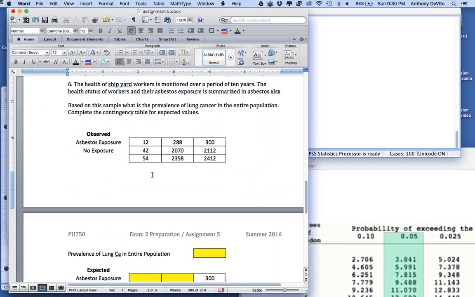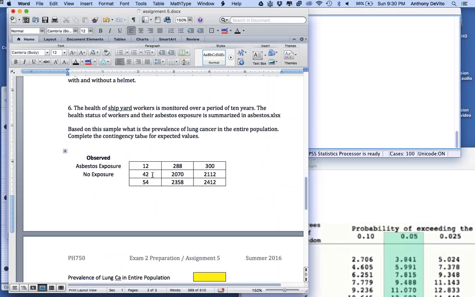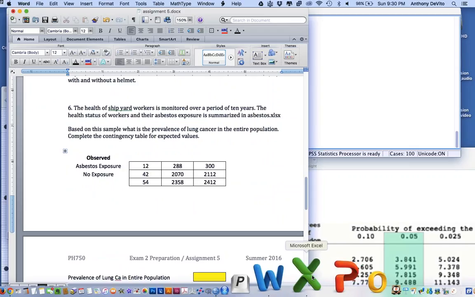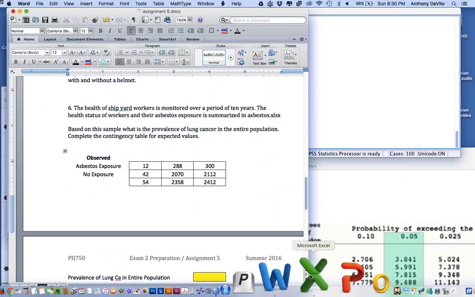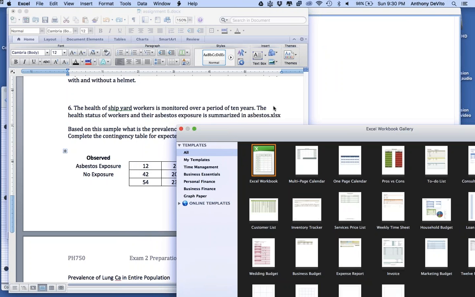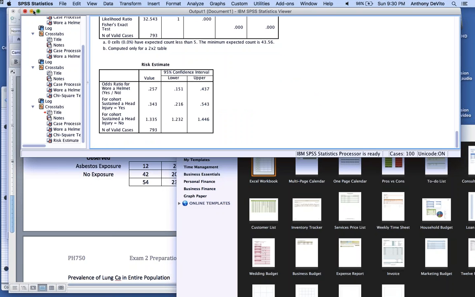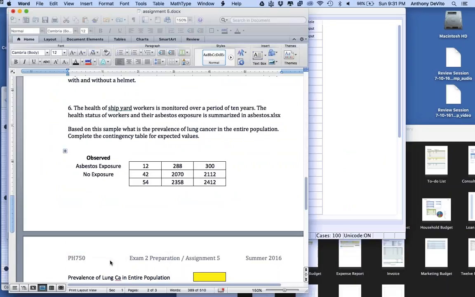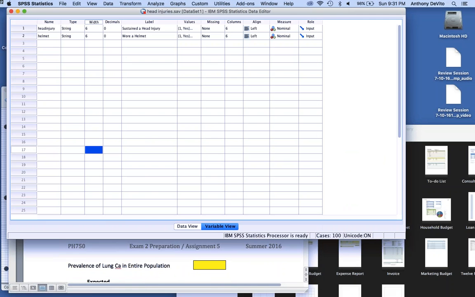Okay, so I want to go on to the next one, where you actually do some real calculations on your own. I'm going to open up Excel. Unless I gave you, I don't know if I gave you that file. Shipyard workers, asbestos. Did I give you that file? Let me see. The document number 6 wasn't on Blackboard. I couldn't find the file on Blackboard. Oh, okay. Well, you can make it up on your own, right? Because, hang on a second, I'll make it up right now.